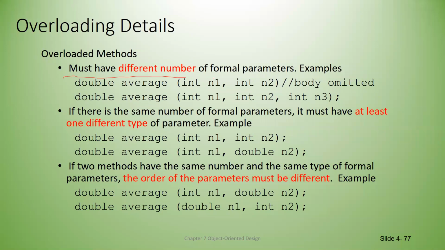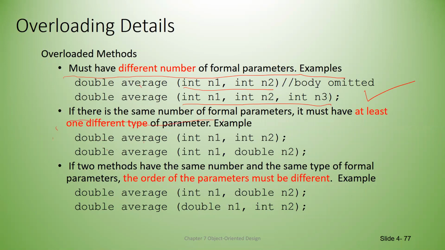Must have different number of formal parameters. Example: this one accepts 2 int parameters. This one accepts 3 ints. So this is okay. They are overloaded correctly. That means the compiler knows which one you are calling. When you have 3 ints, it will find the definition for that, right?